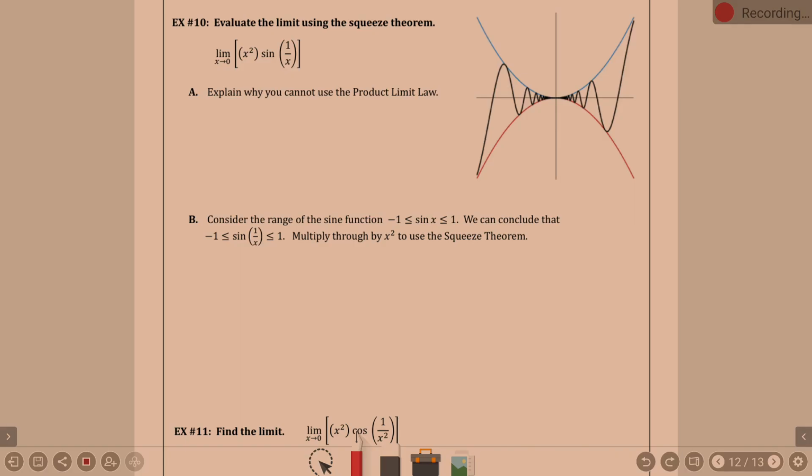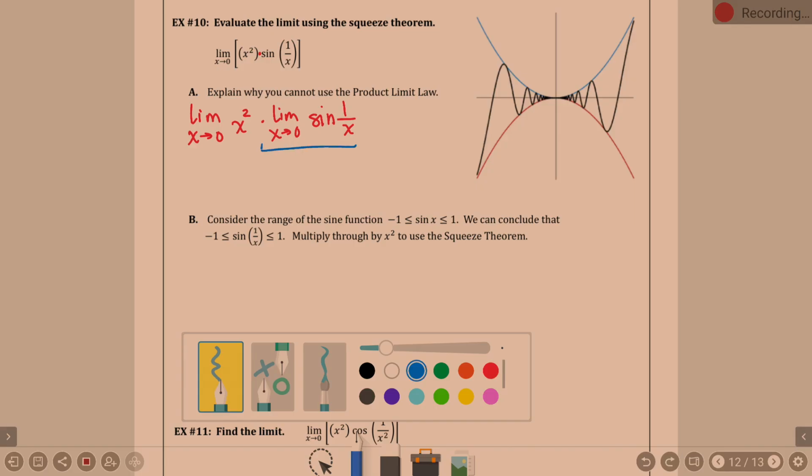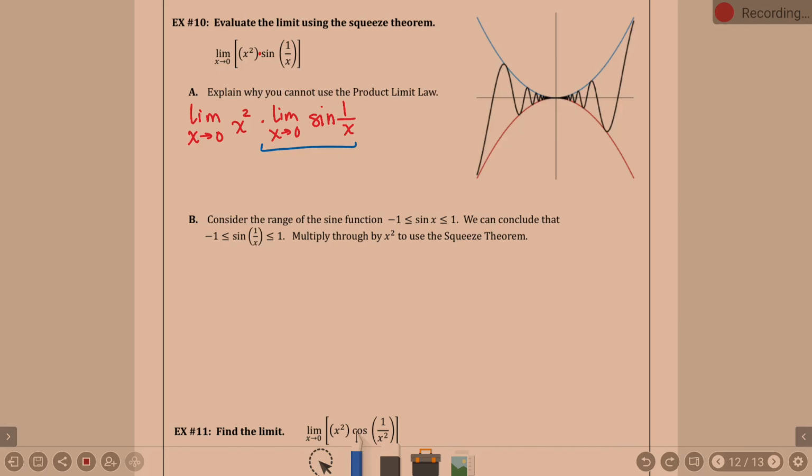Explain why you cannot use the product limit law. In other words, why can we not just break this into two limits and say the limit as x approaches 0 of x squared times the limit as x approaches 0 of sine of 1 over x? The problem you run into is that the sine of 1 over x limit does not exist. And so then it just becomes messy trying to figure that out.